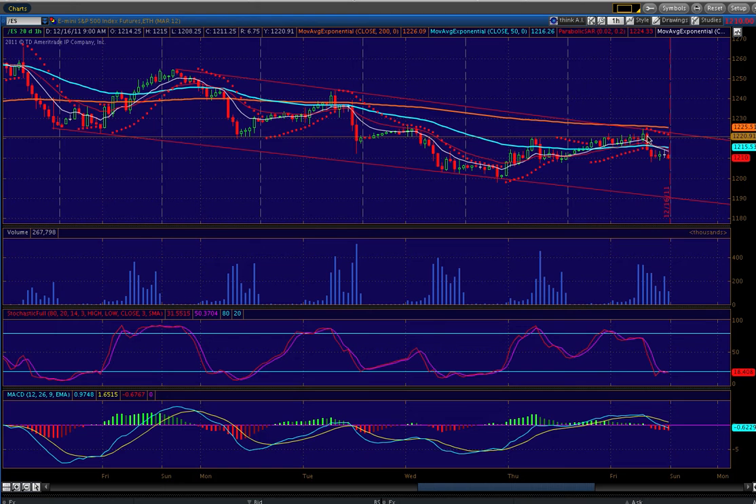But be cautious, because right here, this is a potential bear flag in the making as well. So we're not out of the woods yet, and we'll just have to see what happens. I'm still long on Halliburton, waiting for a push in the markets.